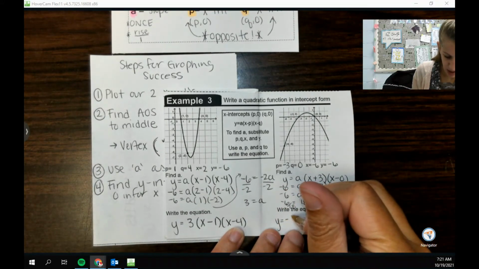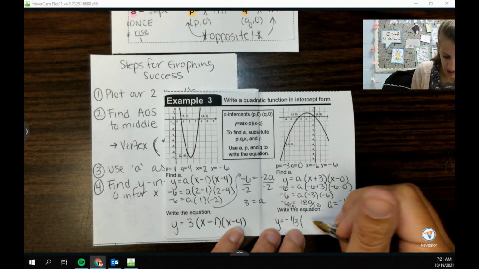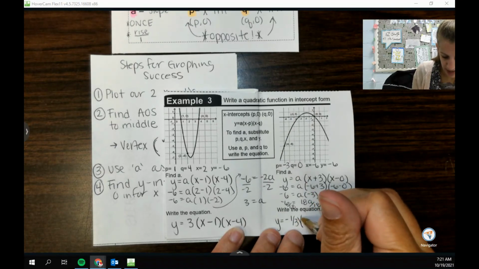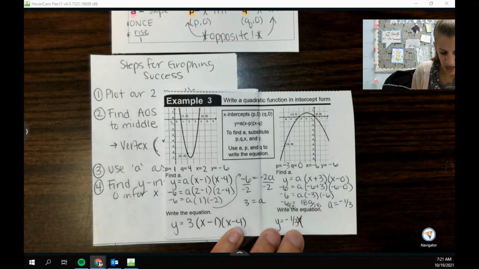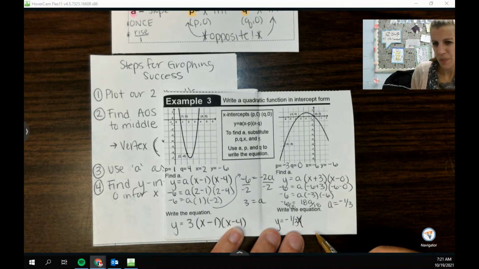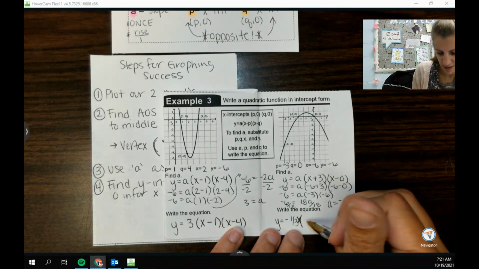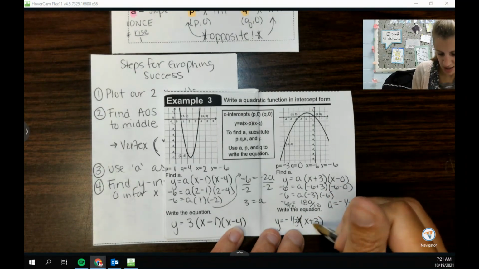So y equals negative 1/3 parenthesis. Oh, actually, let's squeeze that x in there because I have an x minus 0, which means I don't need a parenthesis around that. I just need an x and then x plus 3. Sorry, that's kind of smushy in there.